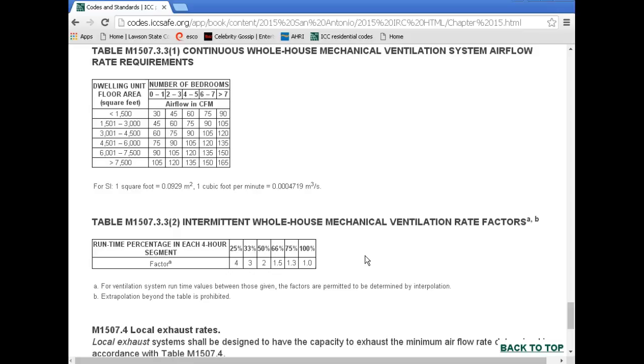Run time percentage in each 4-hour segment. We have a factor A, and then what percentage we have. Let's look at this. For ventilation system runtime values between those given, the factors are permitted to be determined by interpolation.